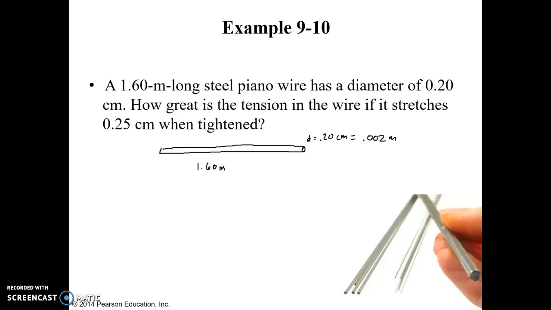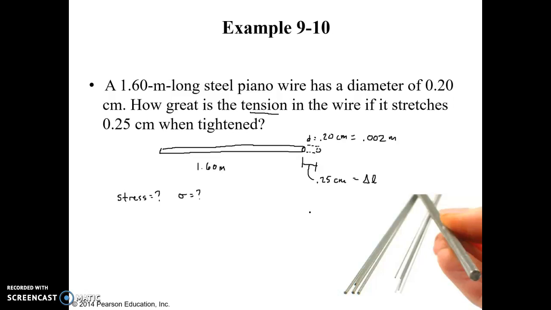How great is the tension? So tension is a type of stress. It's asking us to find what is the stress if the wire stretches 0.25 centimeters when tightened. So we're assuming it's in a relaxed state here. Then we're going to stretch it out another 0.25 centimeters. That's going to be our delta L. Okay, so what is the stress going to be?